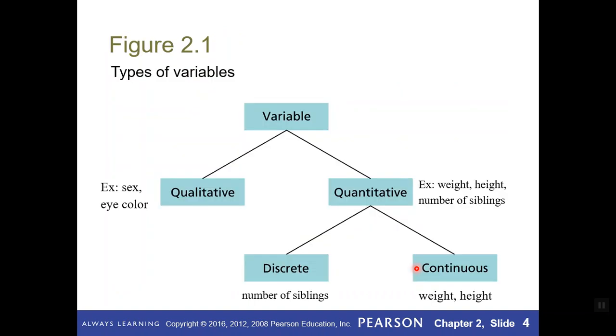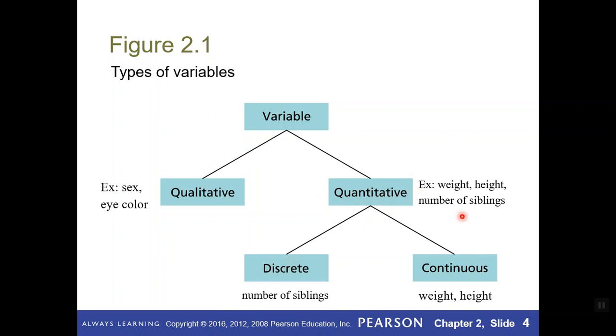I have just categorized these types of variables. We have two types of variables, qualitative and quantitative. For the qualitative, eye color or gender. For quantitative, weight, height, number of siblings. Quantitative, you can again divide into two pieces, discrete and continuous.